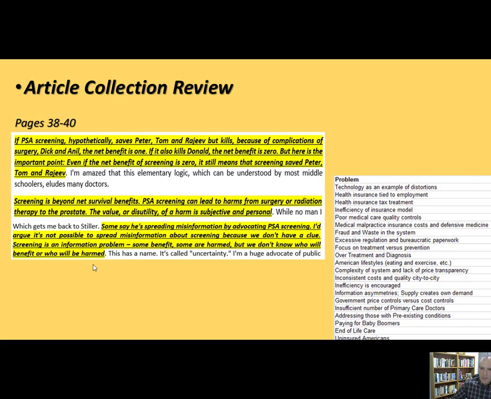Screening is beyond net survival benefits. PSA screening can lead to harms from surgery and radiation therapy to the prostate. The value or disutility of a harm is subjective and personal. Some say he's spreading misinformation by advocating PSA screening. I'd argue that it's not possible to spread misinformation about screening because we don't have any data. Screening is an information problem. Some benefit, some are harmed. We don't know who's going to benefit and who's going to be harmed. But I would say it's misinformation if they don't provide that information.